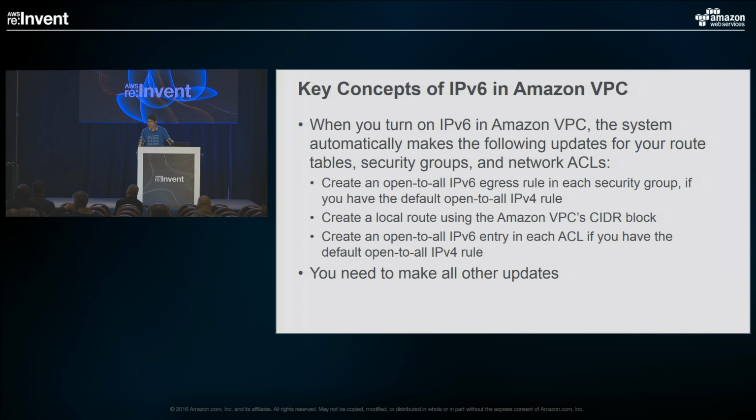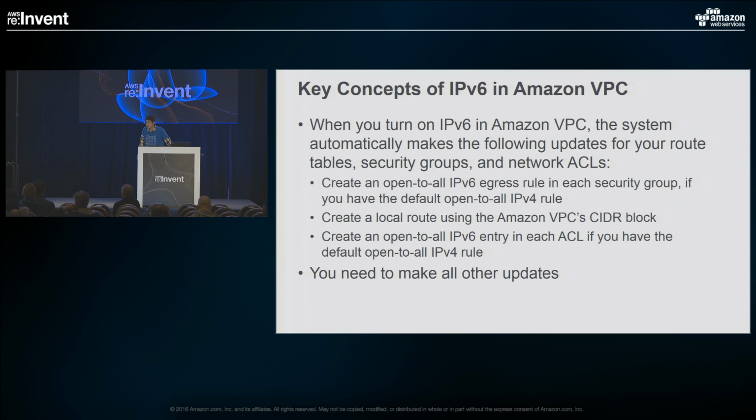In general, because these three objects, security groups, route tables, and ACLs, are related to security, it's very sensitive. So in general, AWS doesn't touch these things. We don't edit them. It is totally yours. You control them, and you are responsible for them.